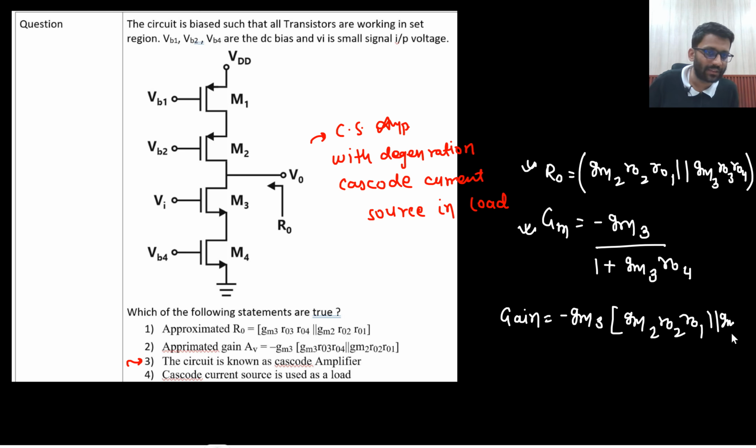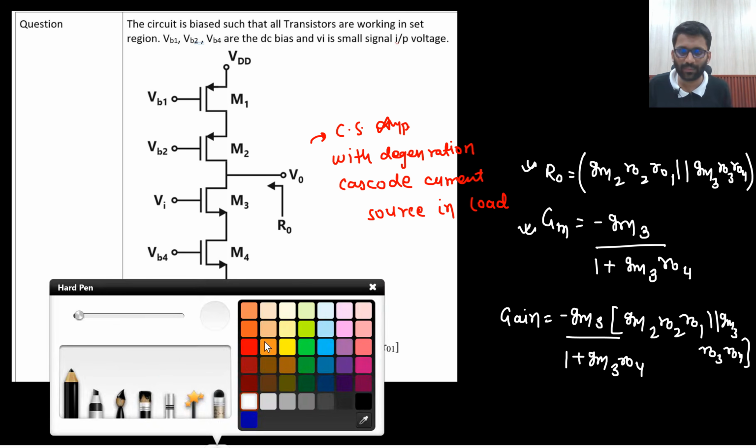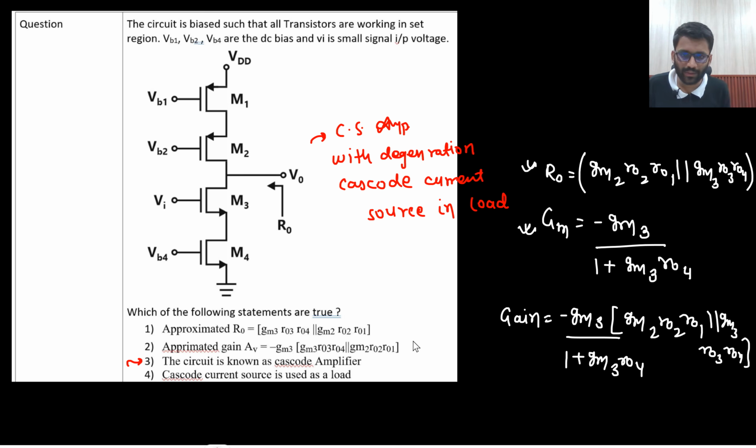And in parallel to this, RO3 and RO4 will come, and in the denominator 1 plus GM3 RO4 will also come. So this approximated gain is wrong. The approximated R0 is right. This is right. This is not right.